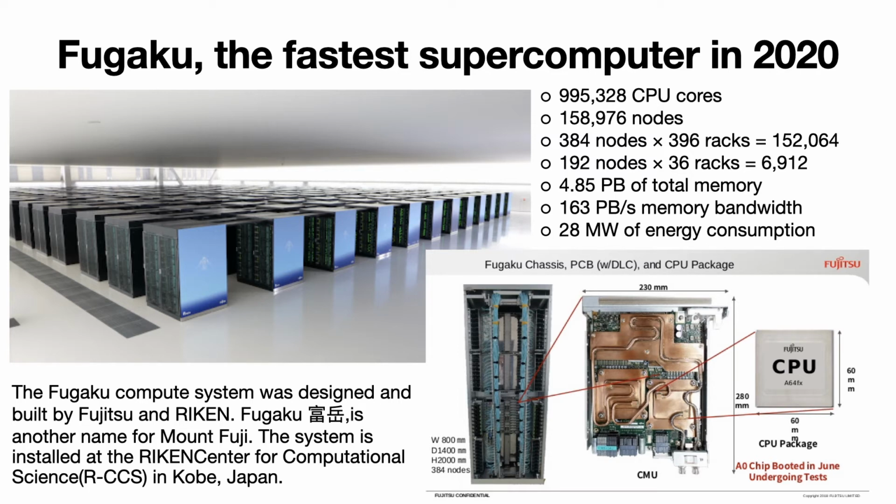Just to give you an idea of the size and power of this machine, it has roughly 1 million CPU cores. It's composed of almost 160,000 compute nodes. They are organized in more than 500 racks. Every small block that you see in the picture is one rack, and that rack hosts roughly 400 nodes.